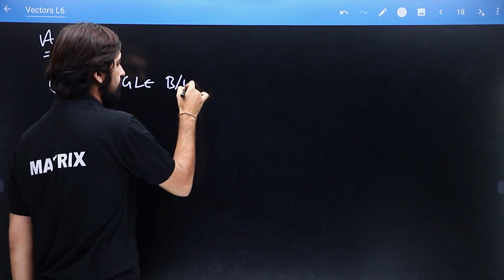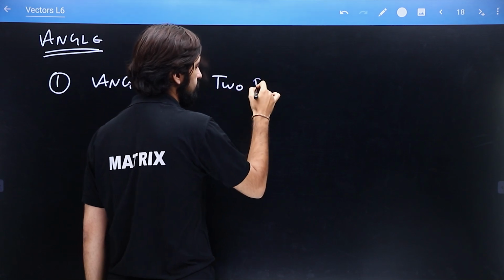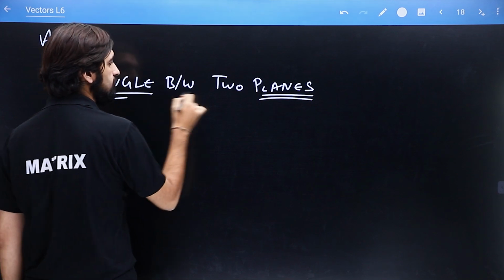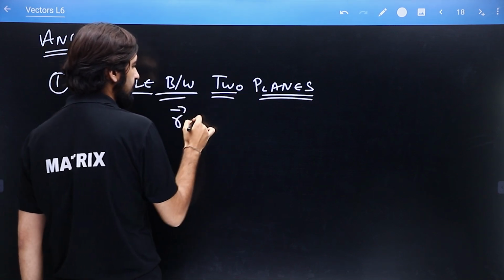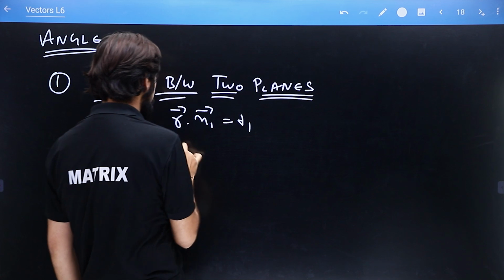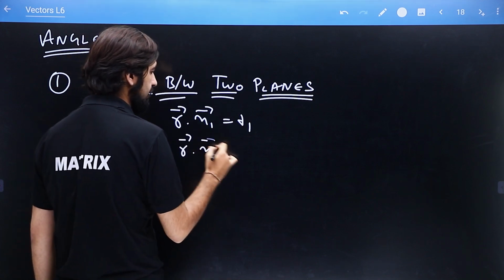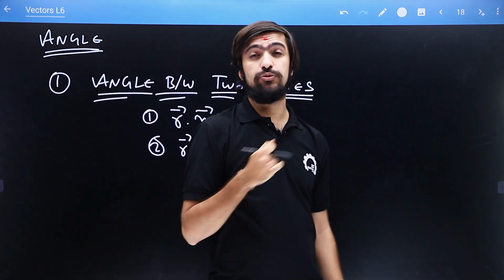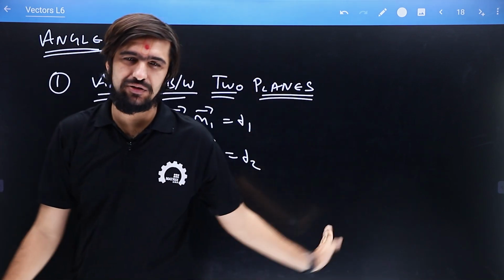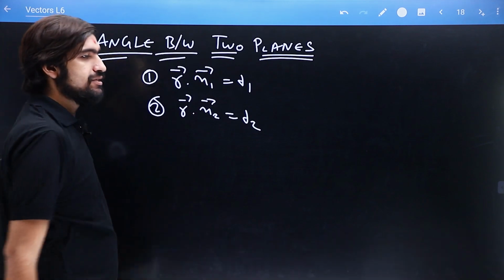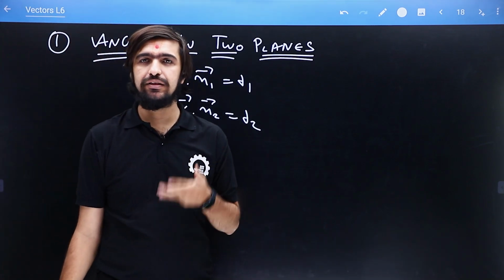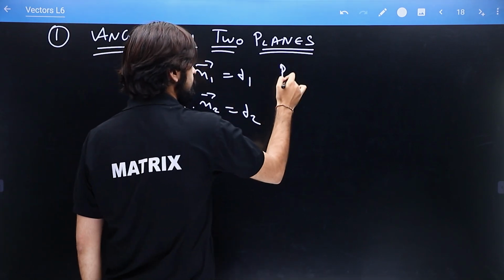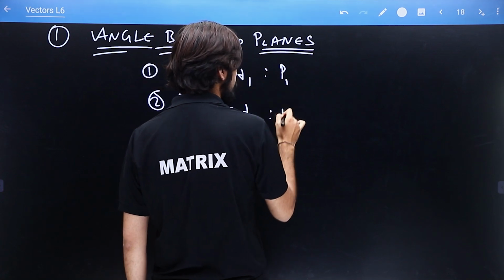First, the angle between two planes. Let's say the first plane is r·n1 = d1, and the second plane is r·n2 = d2. To find the angle, it is the best choice to always write the vector form, or you can do it by Cartesian also, because in Cartesian form you can easily say that the coefficients of x, y, z are the DRs of the normal vector of the plane. So now this is your plane 1, this is your plane 2.